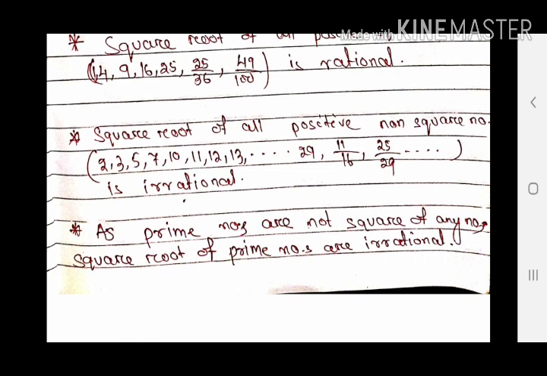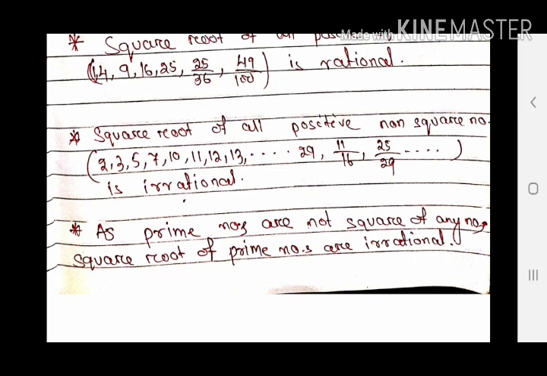And think of the prime numbers 2, 3, 5, 7, 11, 13, 17, 19. Is it the square of something? Is there any number multiplied twice to get the prime number? No, the prime number has only two factors, 1 and itself. So a prime number is not the square of anything. A prime number is not a perfect square, it is not a square number. So what will be its square root? The square root of all prime numbers is irrational.